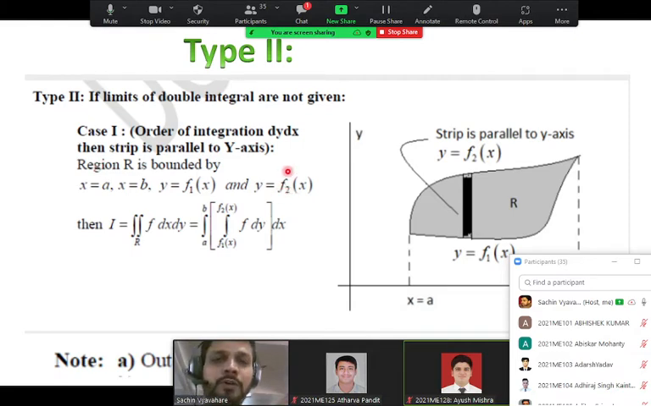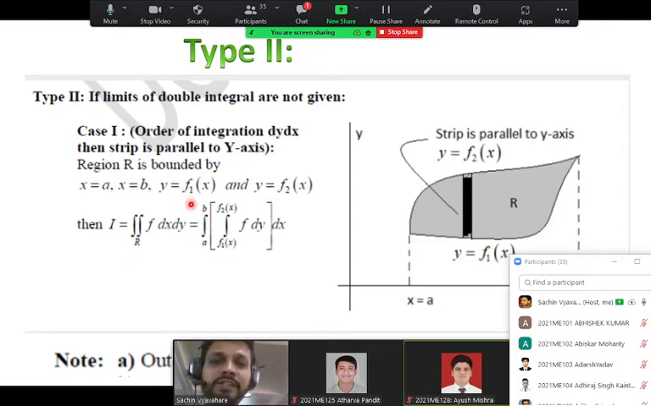Generally out of four, two are always straight lines. These straight lines are for the outer limits. So the region is always bound between the two straight lines, and those straight lines are generally the outer limits, that is x equal to a and x equal to b. But for f1(x) and f2(x), we don't know which is lower and which is upper, and for that we have to draw the region of integration.